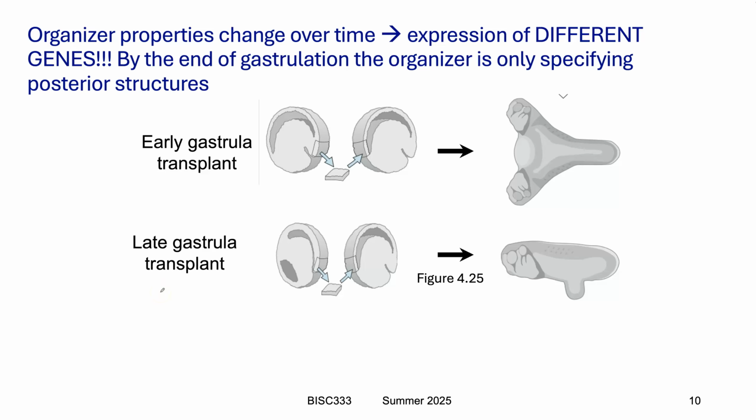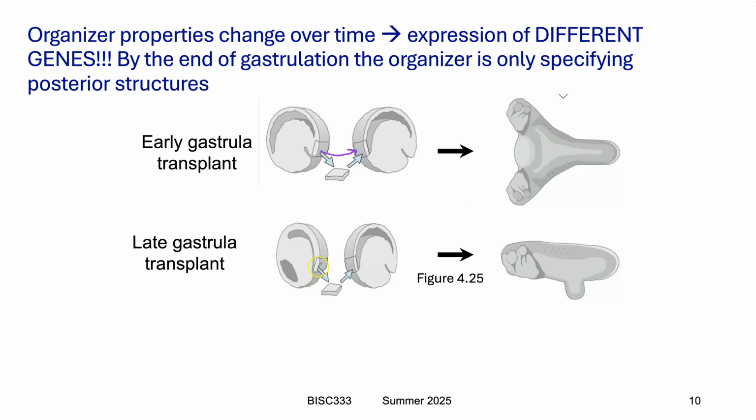So cordon and noggin are the best studied of those genes and those proteins, so we know the most about what they're doing. So that's what we're going to focus on for that section. And just a point that organizer properties change over time. So here's quite an early gastrula, and if we excise the dorsal lip of the blastopore and transplant it onto the ventral side of another embryo, you get this classic result of the twinned embryo with two anterior ends and a fused posterior end.